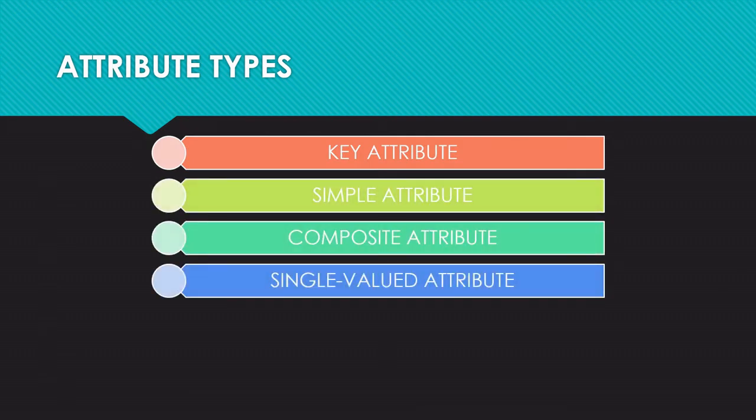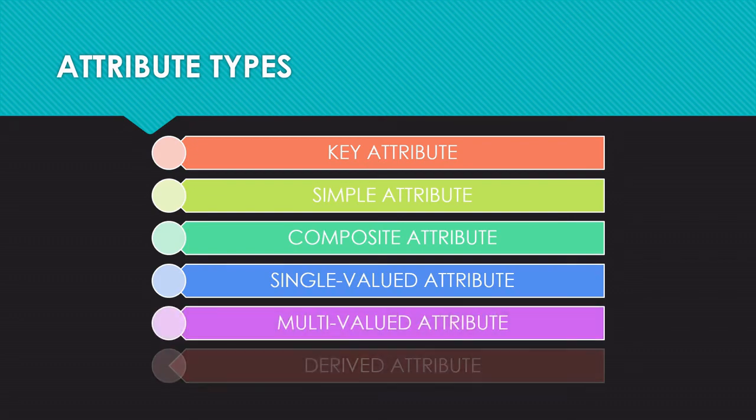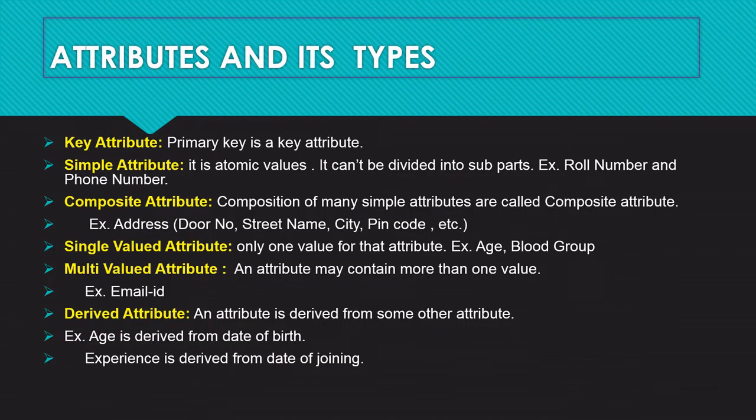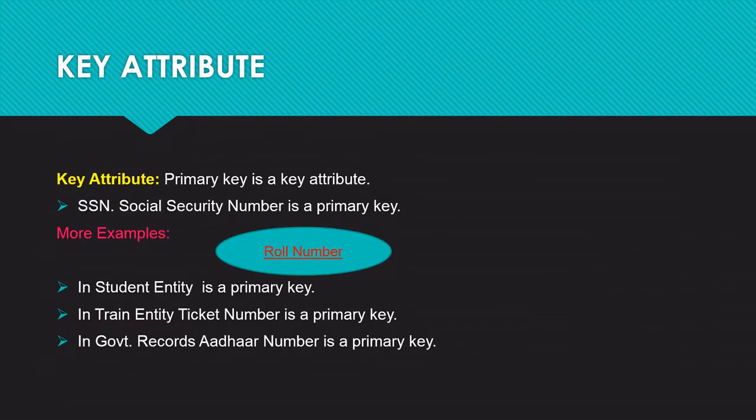A key attribute is the primary key. Next we have the simple attribute. A simple attribute is an atomic value, for example, one that cannot be divided into subparts. Roll number and phone number cannot be divided into two parts.